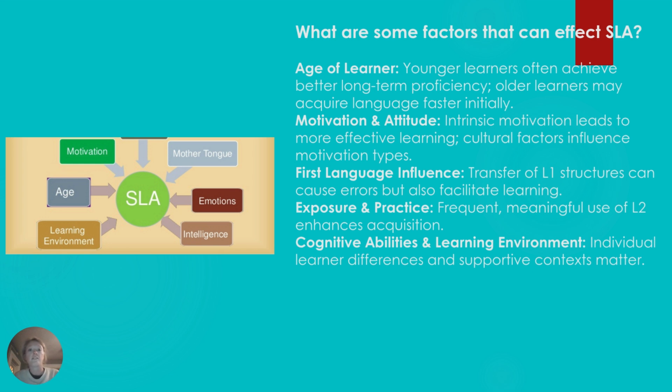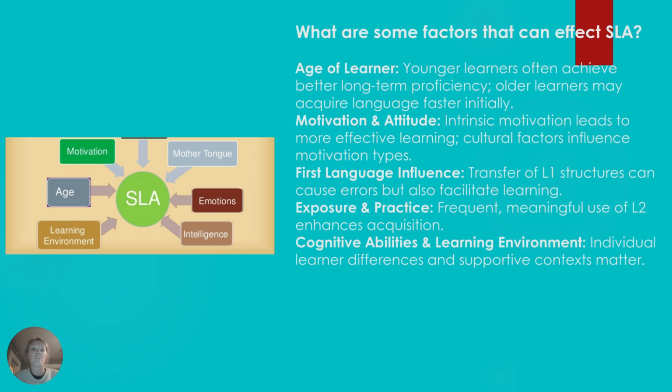What are some of the factors that can affect SLA? Like I had just said, the age of the learner. Younger learners often achieve better long-term proficiency than older learners. They may acquire language faster initially, but they're not going to keep the proficiency long-term like younger learners would.